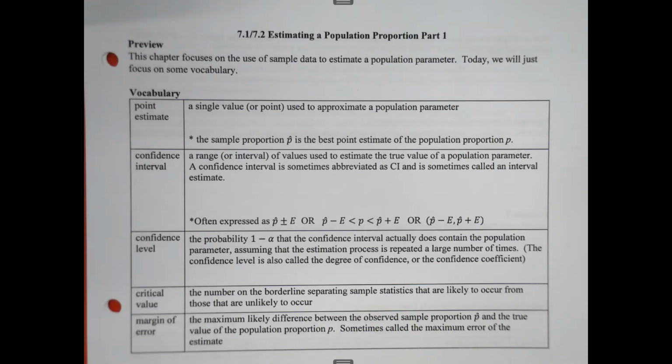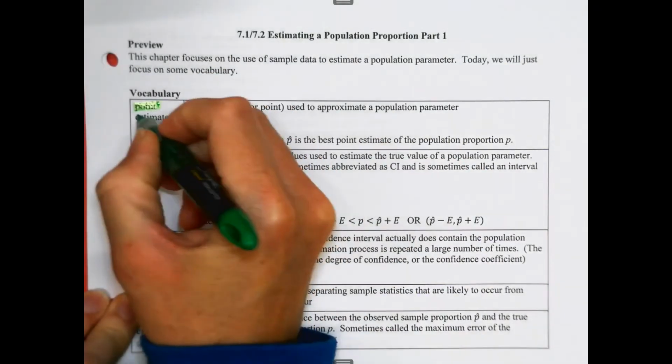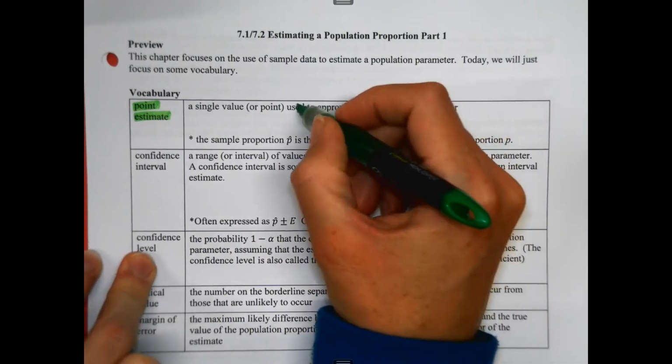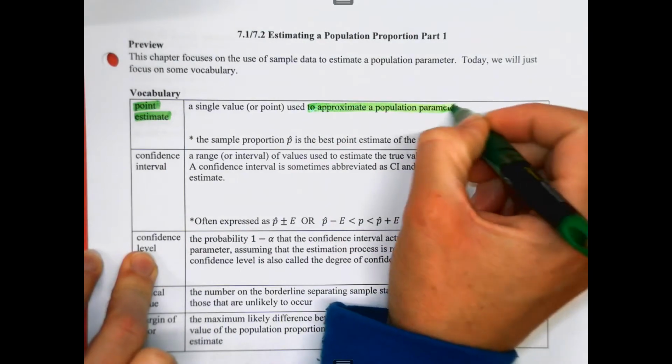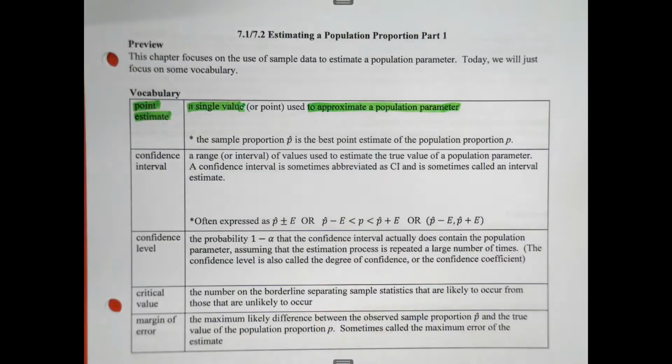Point estimate is our first vocabulary word. A point estimate is a single value that is used to approximate a population parameter. Your point estimate could be a proportion, it could be a mean, it could be a standard deviation. It is the single best guess for the value of a population parameter.